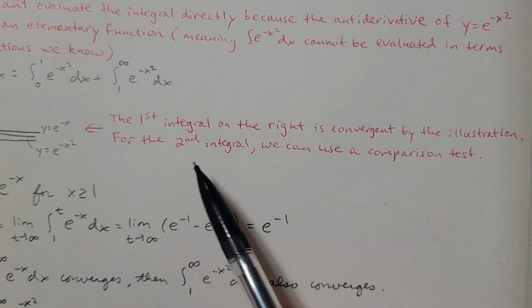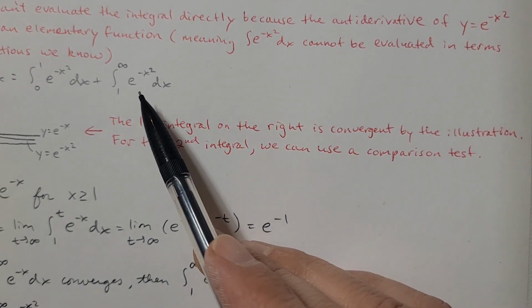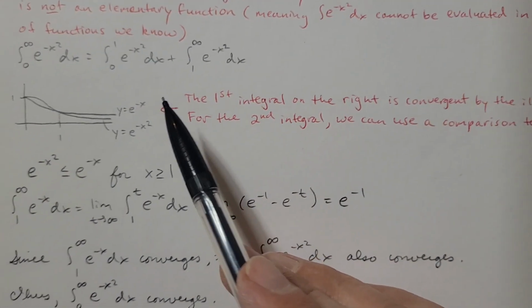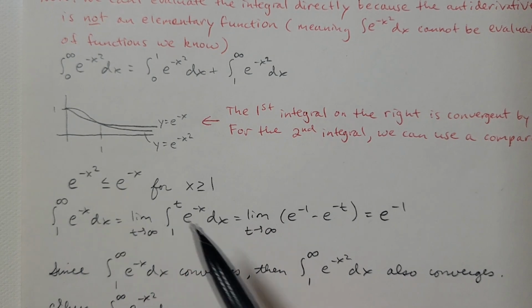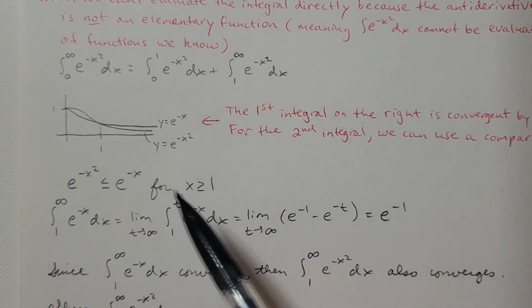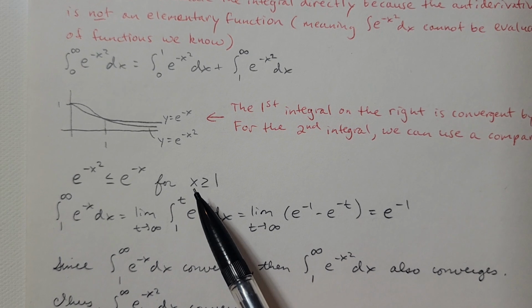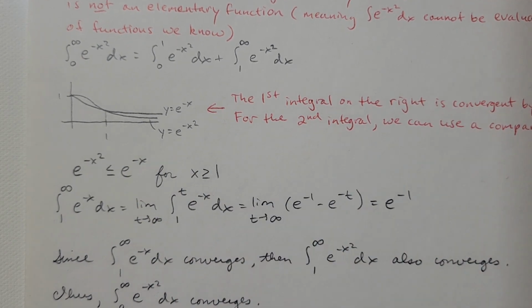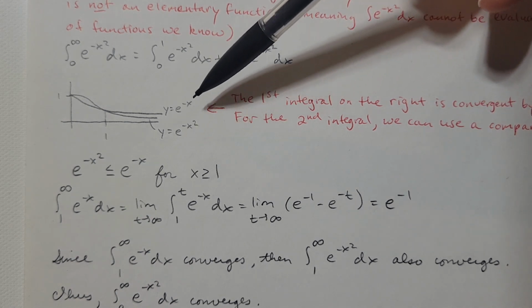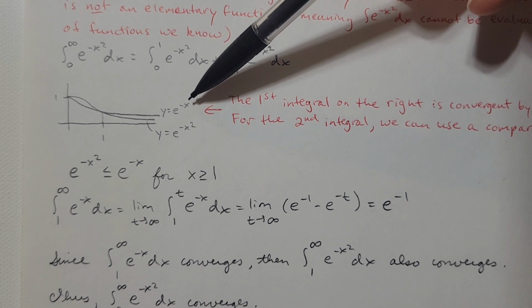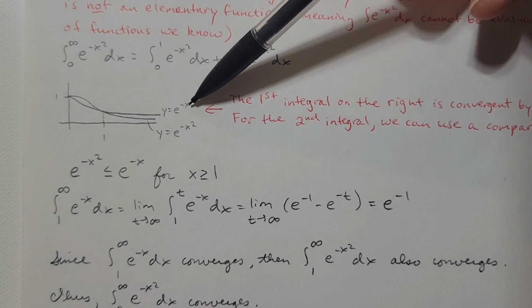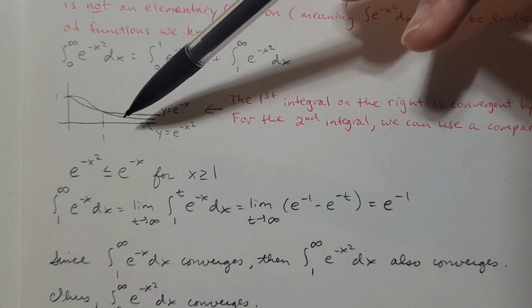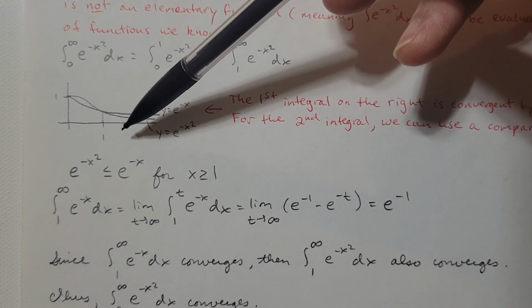And for the second integral on the right here, we're going to use the comparison test. So I'm going to have us compare e to the negative x squared to e to the negative x, only for when x is bigger than 1. Now you can see from this graph here that e to the negative x is always going to be larger than e to the negative x squared, as long as I have values of x that are bigger than 1.